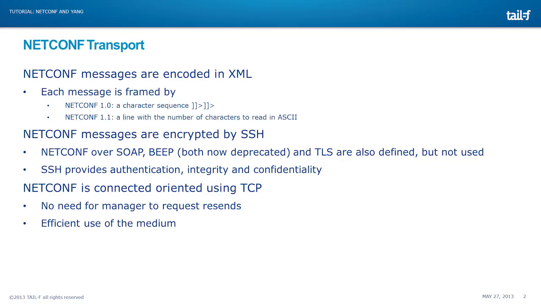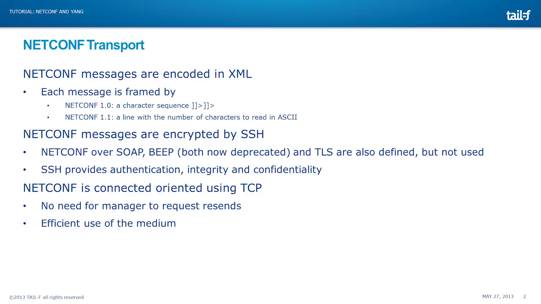NetConf exists as both 1.0 and 1.1 versions. We'll see when the client and server connect to each other, they negotiate capabilities and agree on which version to work with. In NetConf 1.0, each message was framed by this character sequence of square brackets and greater than signs that you see to indicate a break between the XML packets. NetConf 1.1 changed the encoding slightly so that there's a line with the number of characters to read in ASCII. So in other words, it's run length encoded basically.